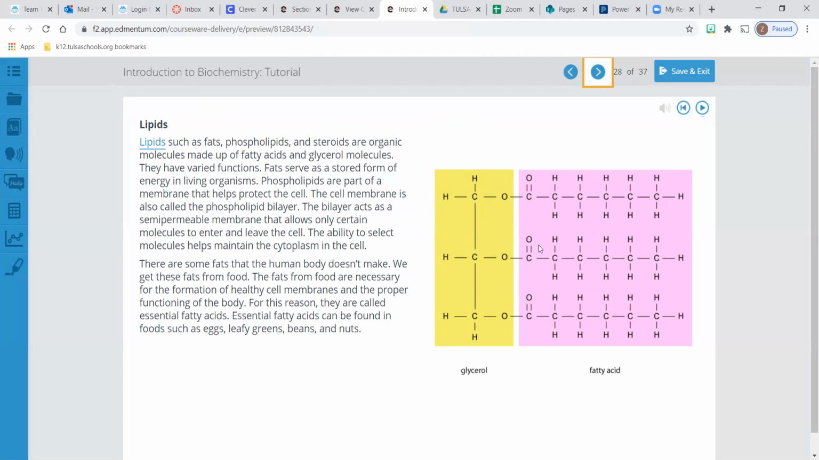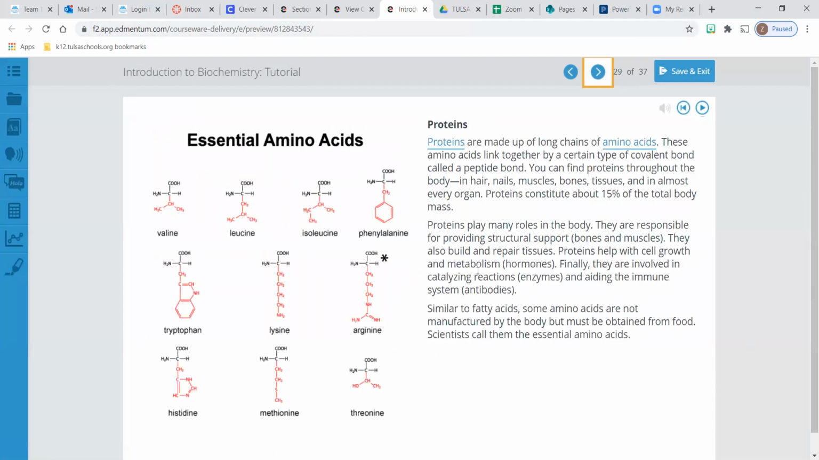Here we see the glycerol and the fatty acid structures. And then we have proteins. So you'll recognize all these terms from the food we eat: protein, fat, carbohydrates, and then nucleic acids.